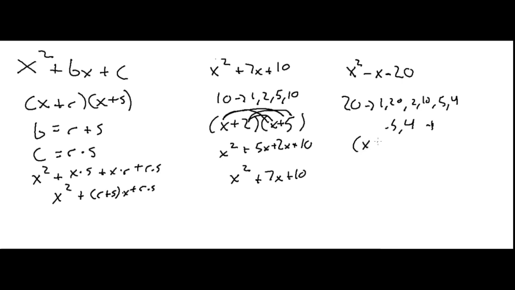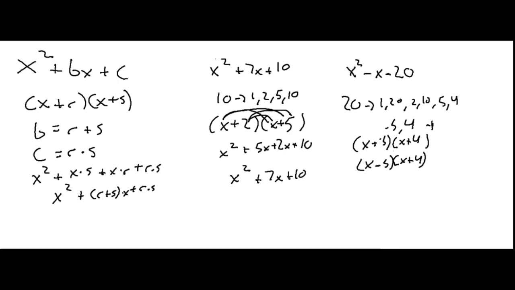So we'll factor it as x plus and then x plus. It's going to be x plus a negative 5 and x plus 4. Because you're adding a negative, it's going to be x minus 5, and then x plus 4.